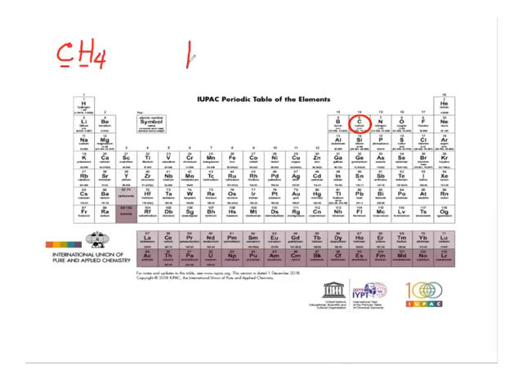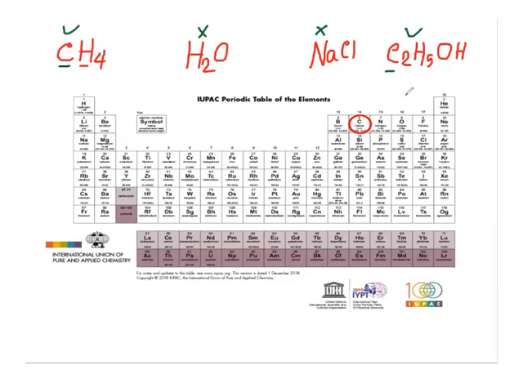But water, represented by H2O, is not an organic compound. Why is it not an organic compound? Because there is no carbon. Sodium chloride is not organic. C2H5OH, commonly known as ethanol, is an organic compound because it contains carbon. Compounds which contain carbon are called organic, and compounds which do not contain carbon are called inorganic compounds. H2O and sodium chloride are inorganic. Methane is organic, and ethanol is also organic.